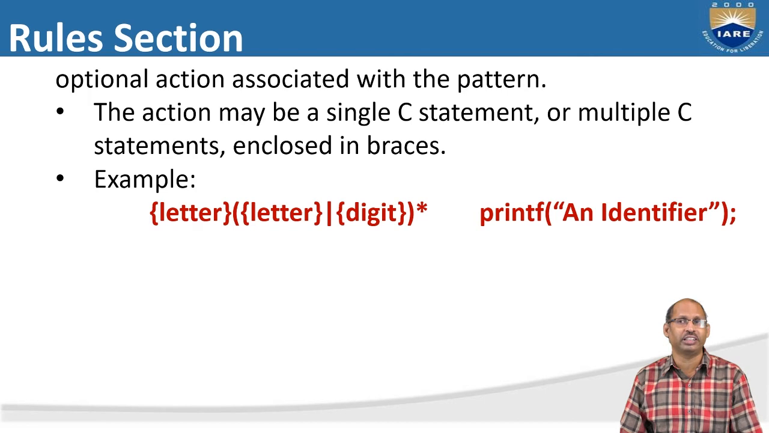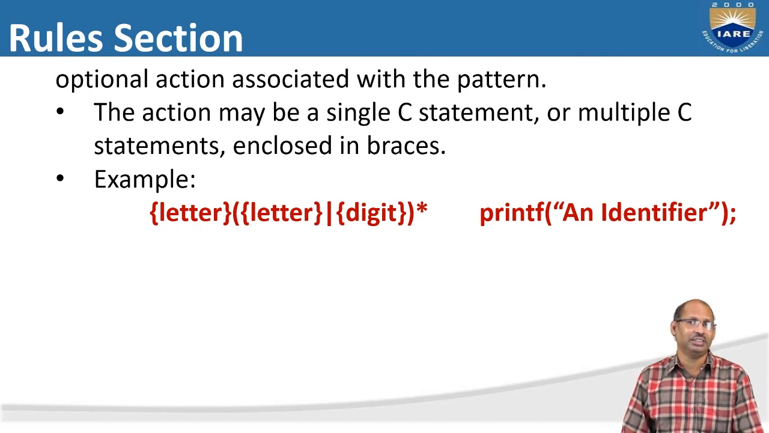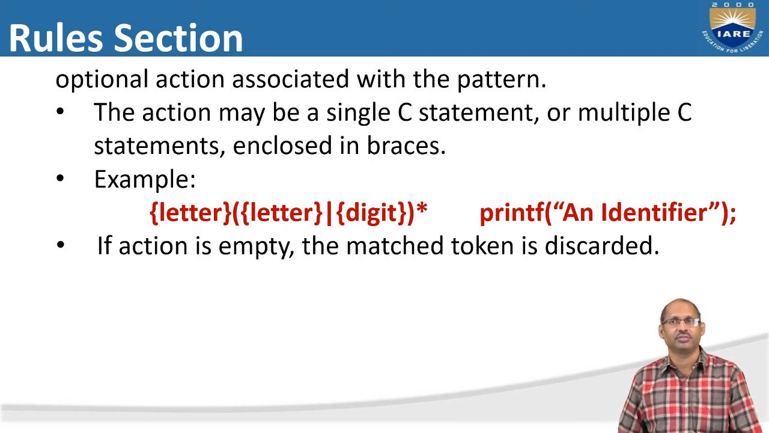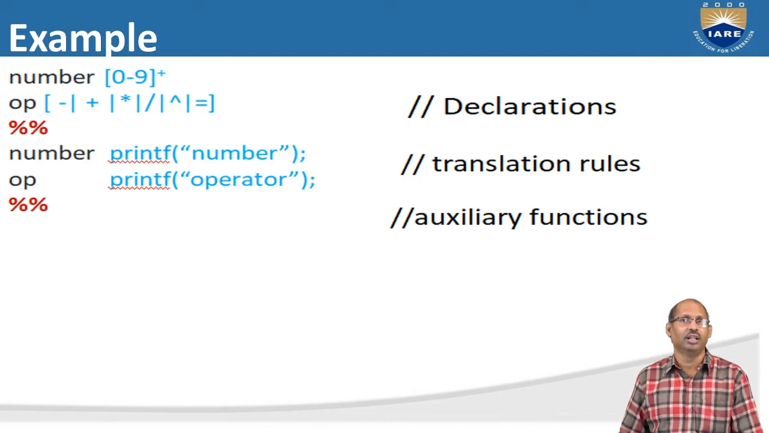So here is one more example. The same identifier: letter followed by letter or digit star. If it matches, then simply printf "it is an identifier". So this is one of the examples for a Lex program.